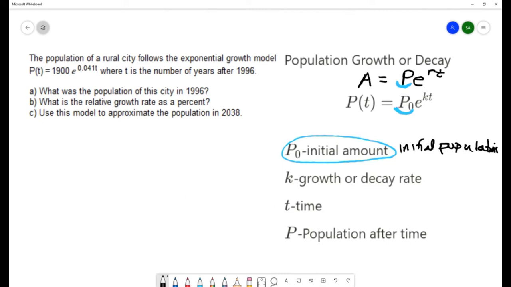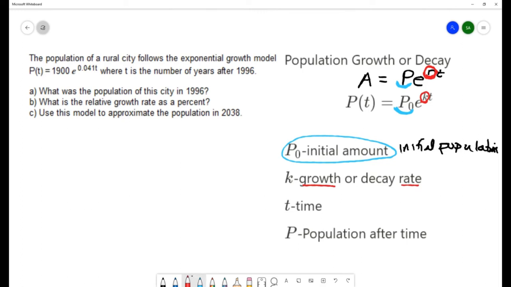And then we have this K in the formula, and in that same position we have the R from the continuous compound interest formula. So if you remember, in that continuous compound interest formula, the R stood for the annual interest rate. So in our population growth model, that K is going to be our growth rate, or if your population is decaying, decay rate.